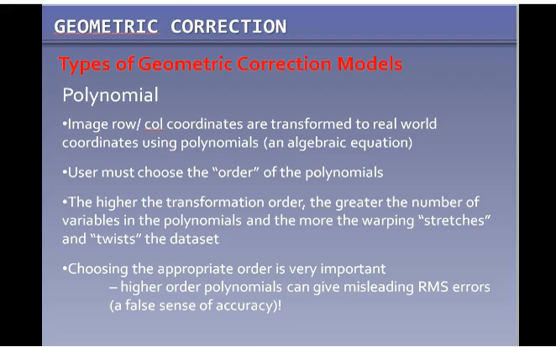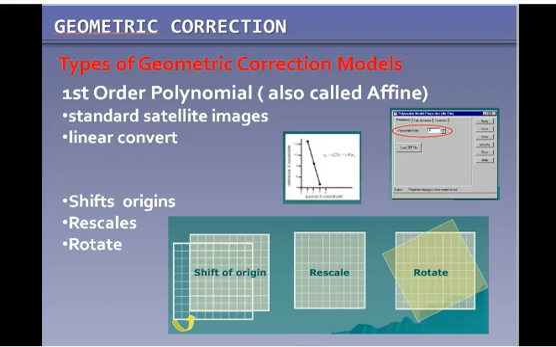So let me give you a visual, because I think that's hard to think about just in terms of words. If we're talking about just a first order polynomial, so say I selected a polynomial model, this first order is also referred to as an affine warping. All that it's going to do is shift the origin of our image. So maybe this was the original. It will basically plop it down in the right spot on the earth, so it can't do any twisting or warping, it can just literally move it around.